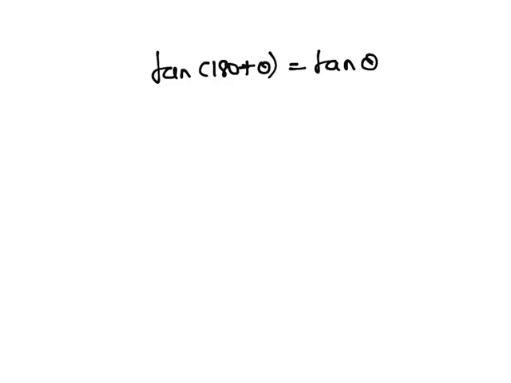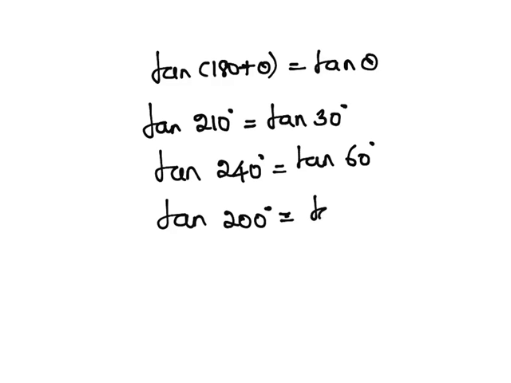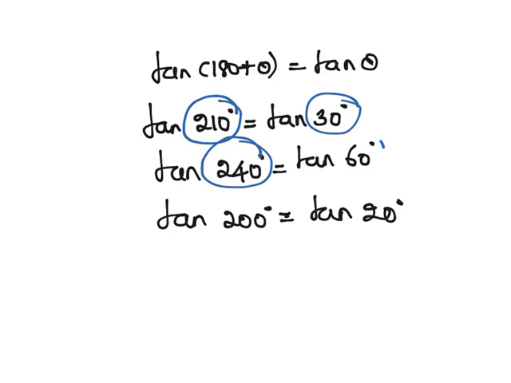Unlike sine and cos, it is plus tan theta. So it means tan 210 degrees will have the same value as tan 30 degrees, and tan 240 degrees will have the same value as tan 60 degrees, and tan 200 degrees will have the same value as tan 20 degrees. Again, if you notice, the difference between 210 and 30 is 180. For 240 and 60, the difference is 180. For 200 and 20, the difference is 180 again.